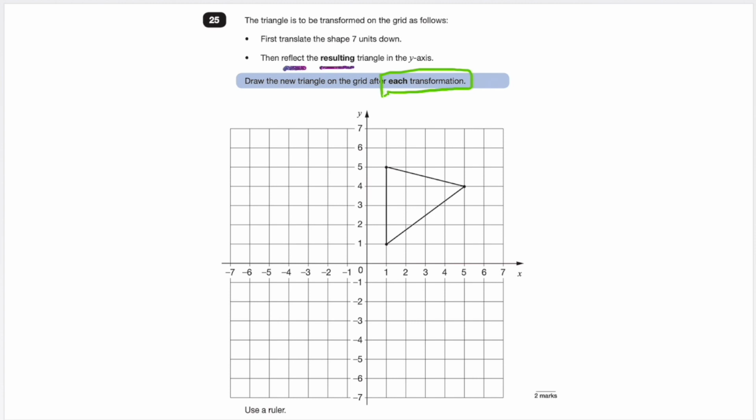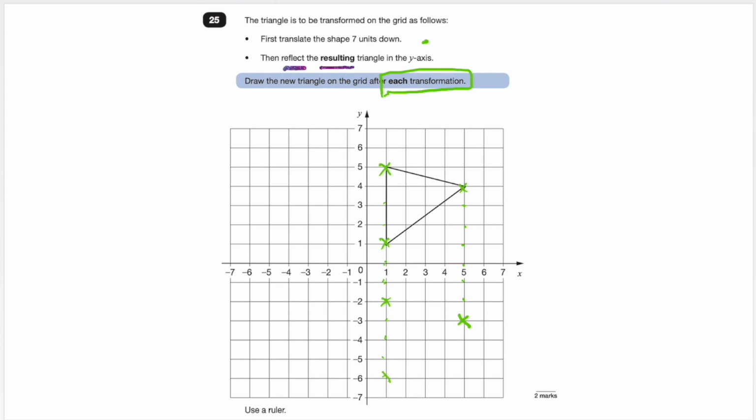So first one said translate the shape 7 units down. So we can make a mark on all of these corners and then we're going to move them 7 down. So 1, 2, 3, 4, 5, 6, 7. This will be the first one. Next one I'm going to do this top one. 1, 2, 3, 4, 5, 6, and 7. So this is going to be my top triangle. And then the last one, 1, 2, 3, 4, 5, 6, 7.